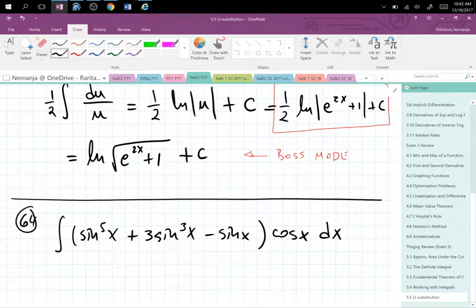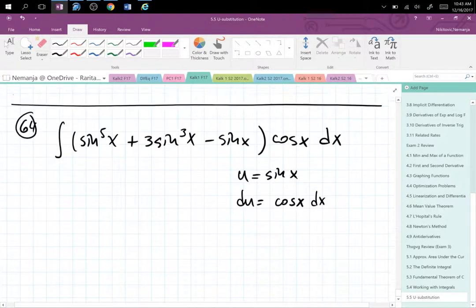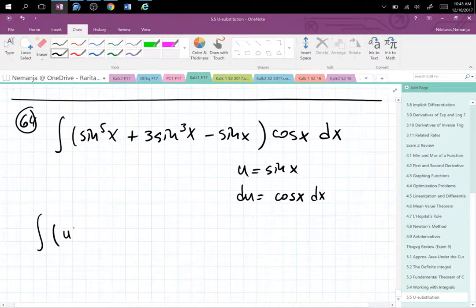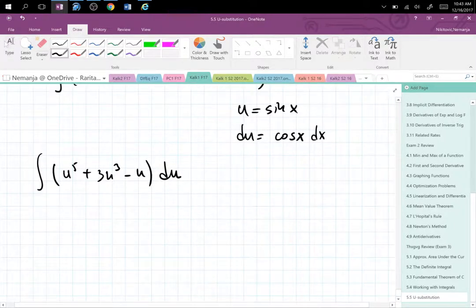You can distribute cosine and do 3 separate integrals, or you can do everything in one integral by, what's u? Sine x. And what's du? Cosine x dx, right? So this becomes the integral of u to the 5 plus 3u cubed minus u du. You integrate each one of these, what do you get? u to the 6 over 6, you just plug in sine. u to the 4 over 4, so that's the 3/4 that I said. It goes quick from that point on.